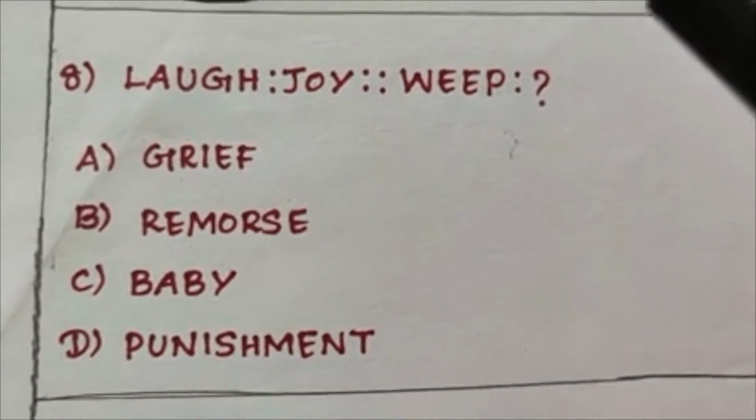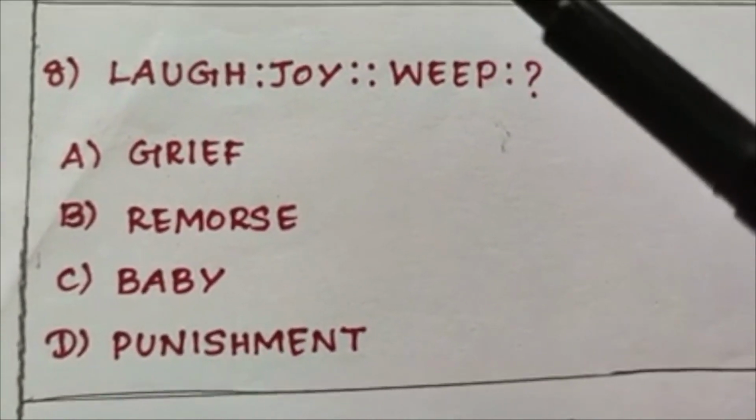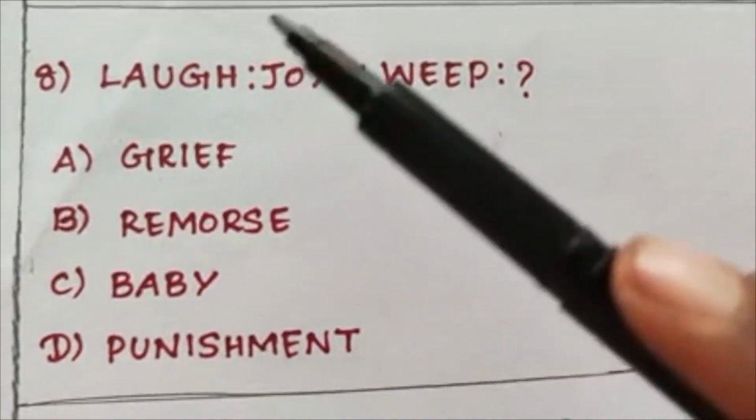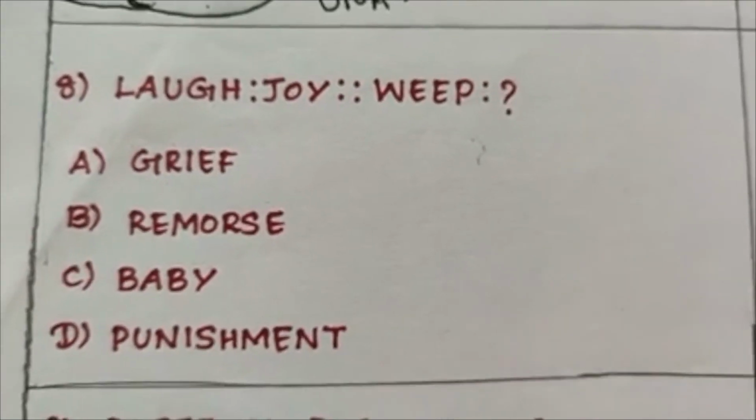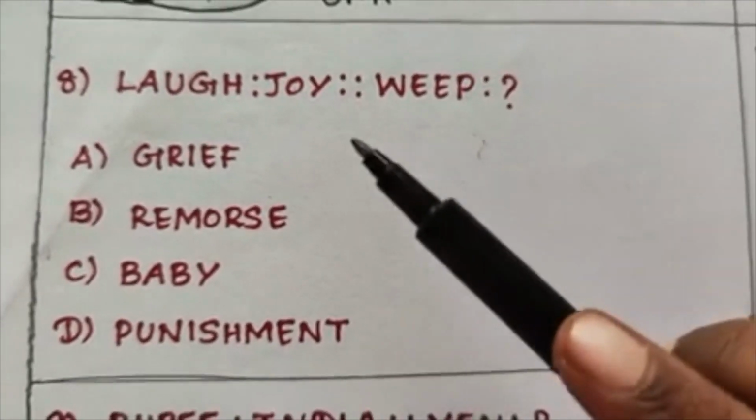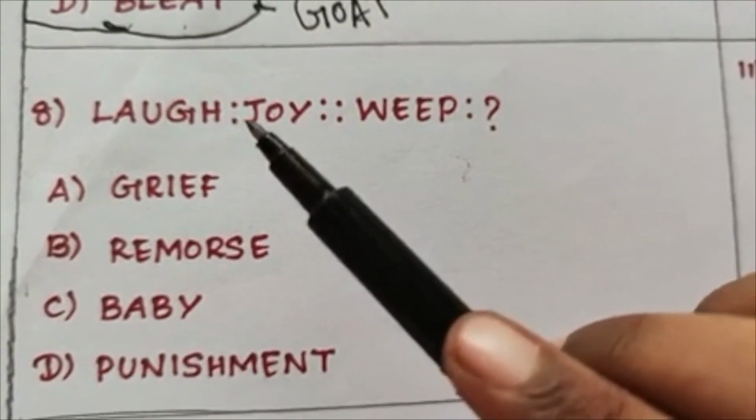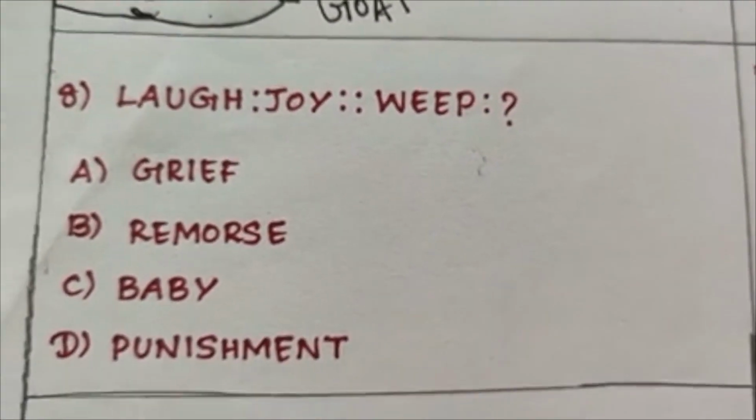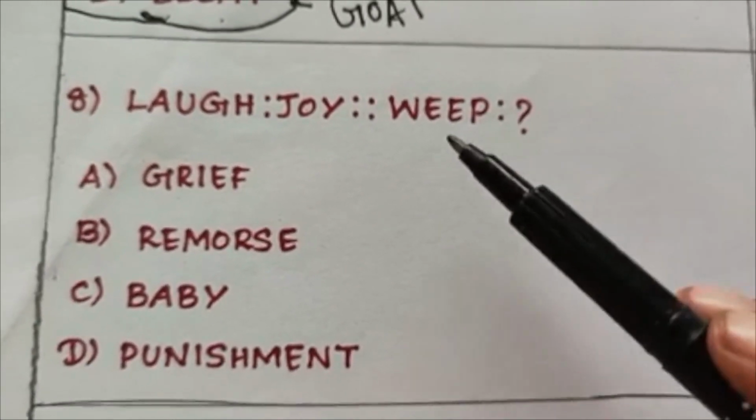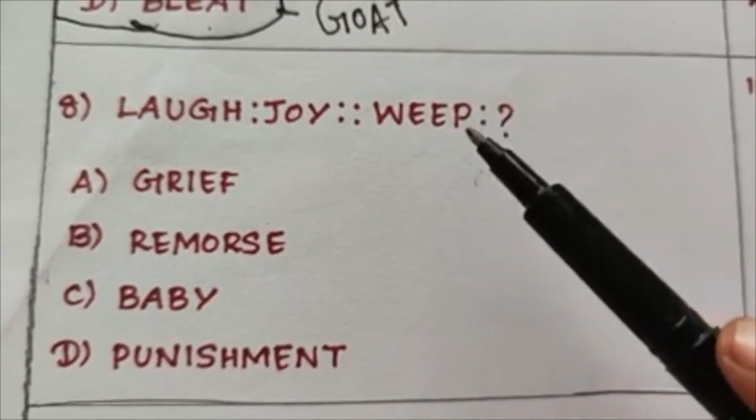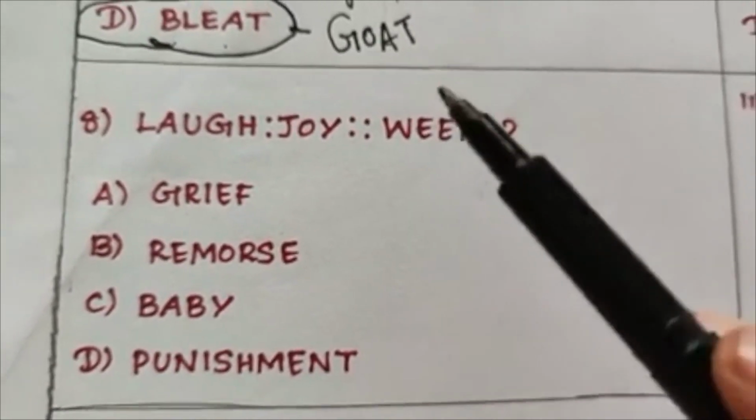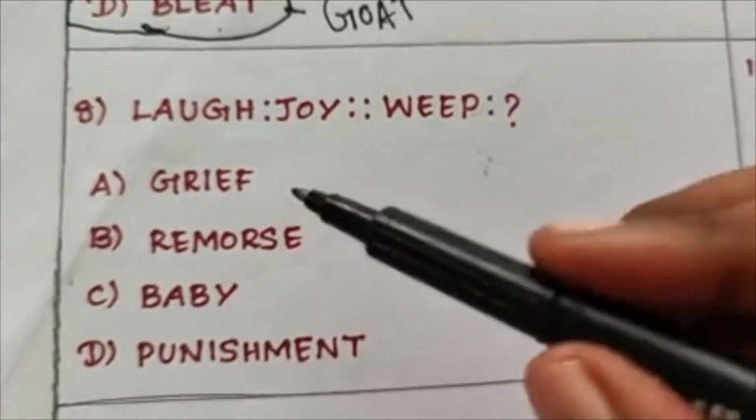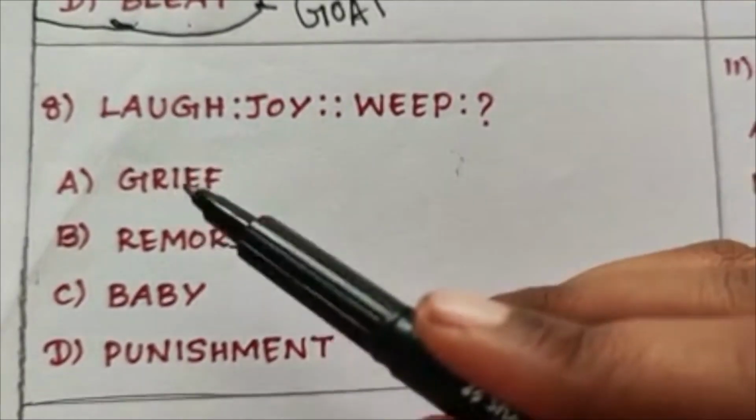Okay, first we have to understand in what relation they are given. Laugh is related to joy. Here, laugh is a symbol of joy, right? If we laugh, it means we are in joy. Similarly, weep. So what is the symbol of weep? Weep is the symbol of grief. Look here, grief. Weep is a symbol of grief.